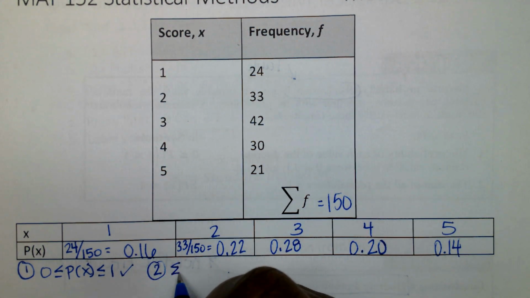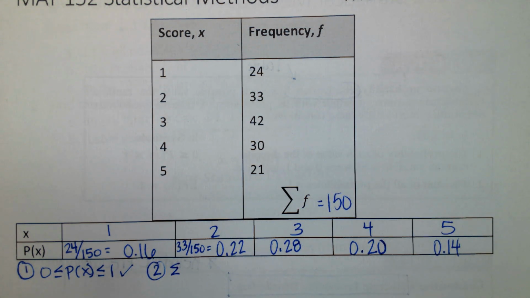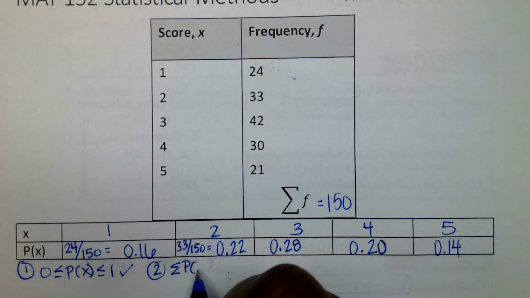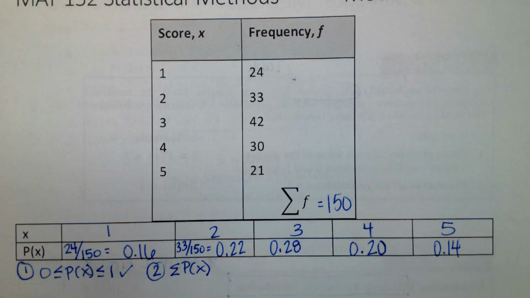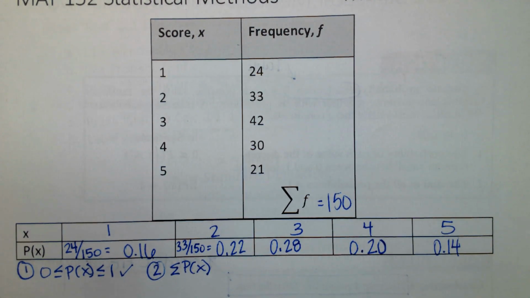Now we're going to sum all of our probabilities. I had someone in the class the other day refer to this as the ugly U. Some people use that ugly U. Okay, so this is the summation symbol. We're going to add all of our probabilities.